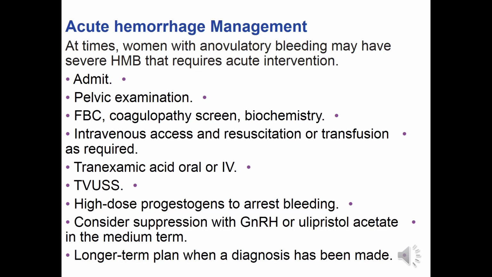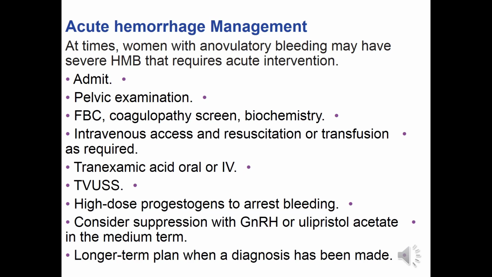Tranexamic acid oral or IV, transvaginal ultrasound, high-dose progesterone to arrest bleeding. Consider suppression with GnRH or ulipristal acetate in the medium term. Longer term plan, when a diagnosis has been made.